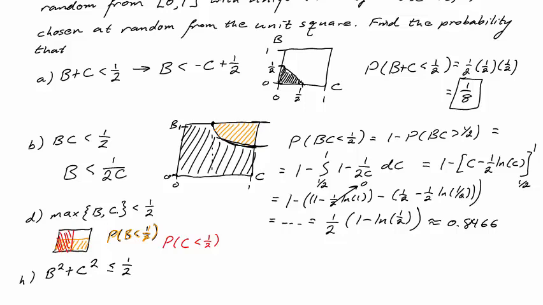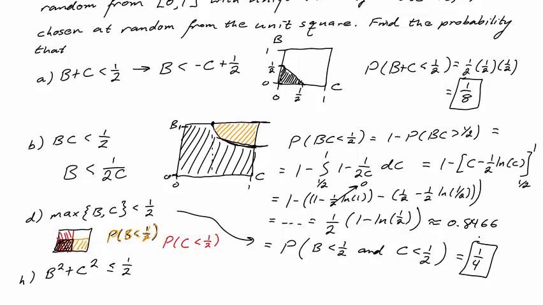And the probability that the max is less than 1/2 is going to be equal to the probability that both b and c are less than 1/2. Otherwise, the max would be greater. So I need the probability that b is less than 1/2 and c is less than 1/2. And that's going to be equal to the area of that region that's overlapped by both of them. And you can figure that out since it's going to be 1/4 of the total area there, and we have a unit square. That probability is just 1/4 or 0.25.